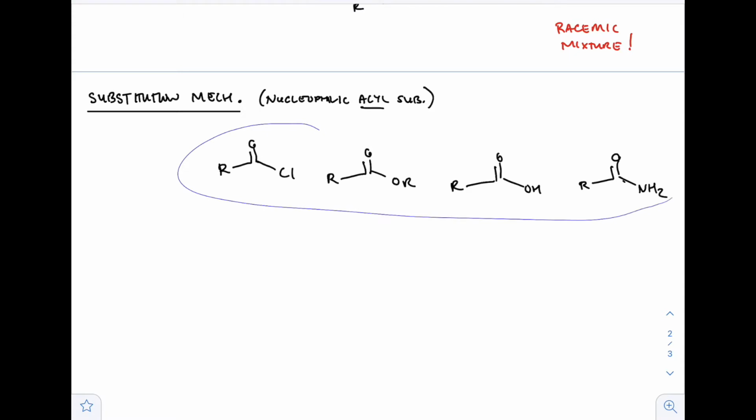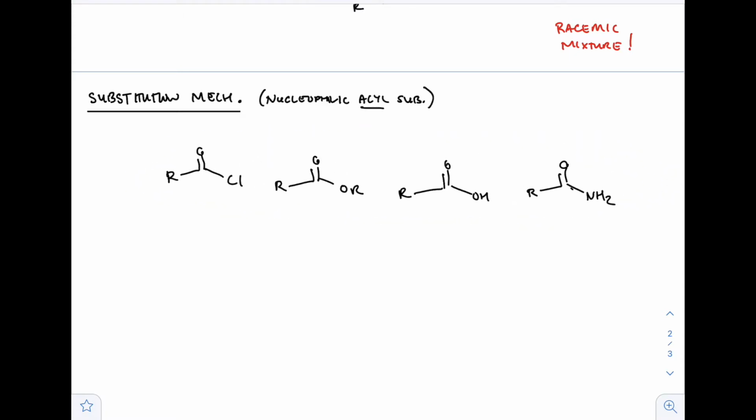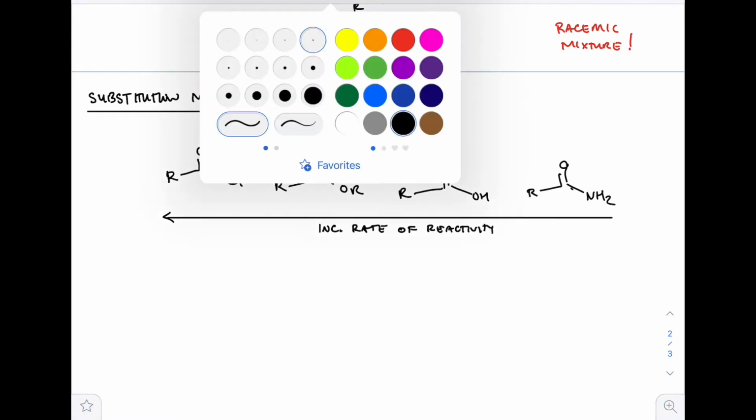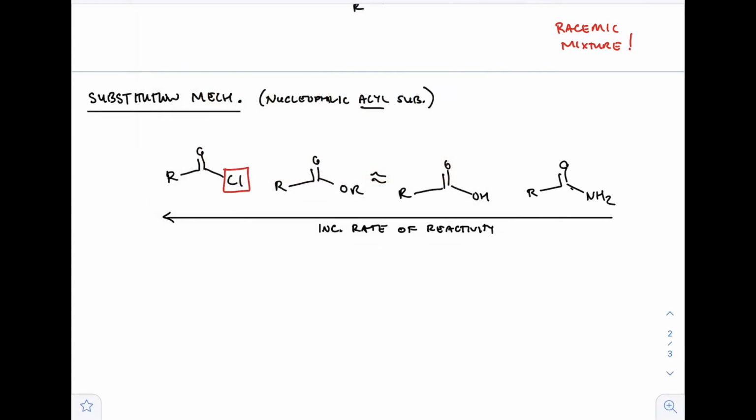So we've got these guys right here. Okay. Now I've changed the order of them. I wrote them in order of increasing reactivity. So as we go from right to left, we have increasing rate of reactivity, and that's because we have increased leaving group ability, right? So if we write out our leaving groups, we've got Cl, OR, OH, and NH2, right? So those are going to be Cl minus, OR minus, OH minus, which is approximately equal to the OR, and then NH2 minus, right?